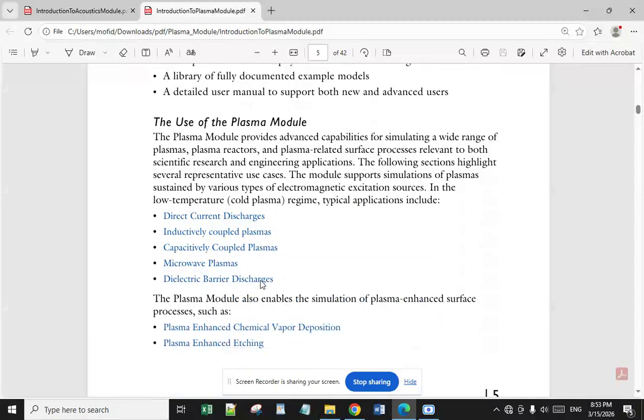The use of the Plasma module. The Plasma module provides advanced capabilities for simulating a wide range of plasma reactors and plasma-related surface processes relevant to both scientific research and engineering applications. The following section highlights several representative use cases.